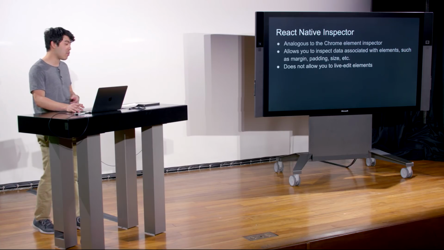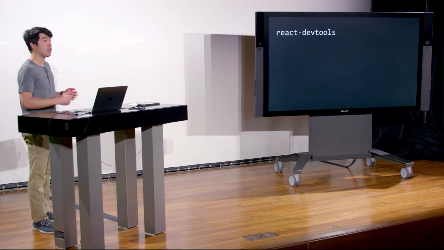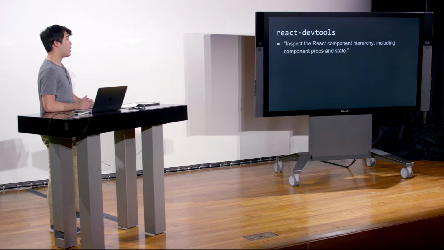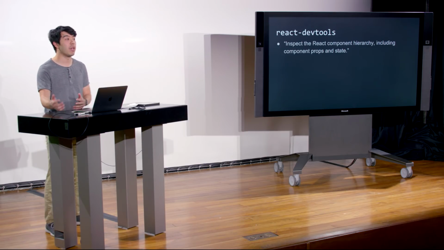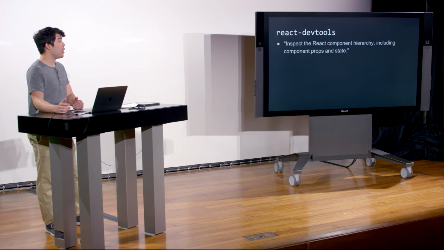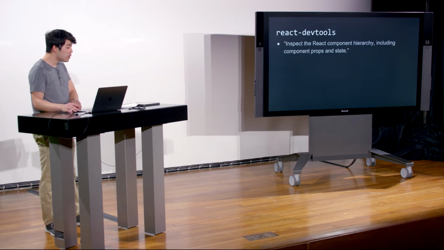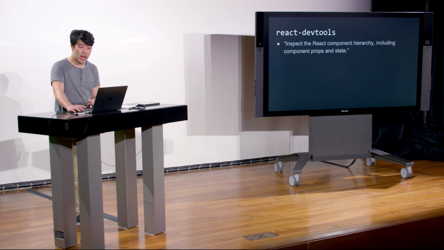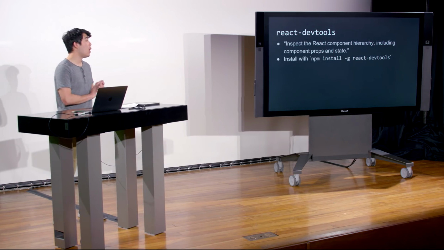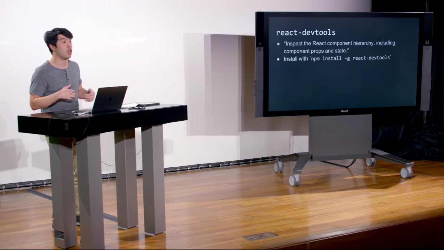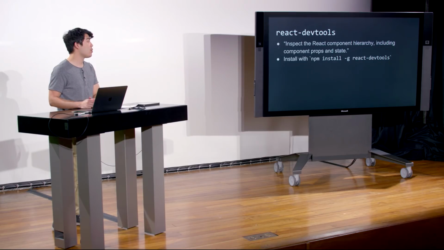Since I'm talking about that, you can probably guess there is a tool to do that, and that tool is called React DevTools. This allows you to inspect the React component hierarchy, so you can see the entire React tree, including the components, the props, and its state, its style. And how do we run this? So first, you have to install it. If you run this command, npm install -g, which stands for globally, install this library called React DevTools.